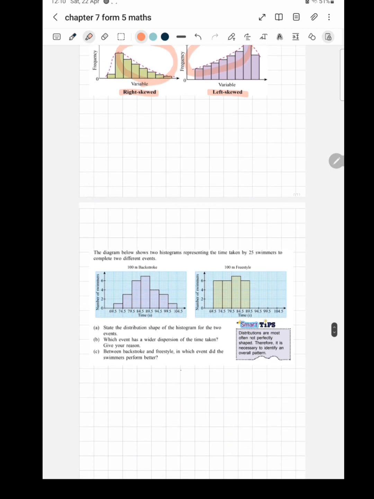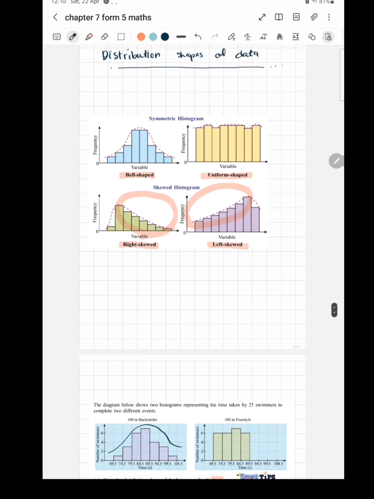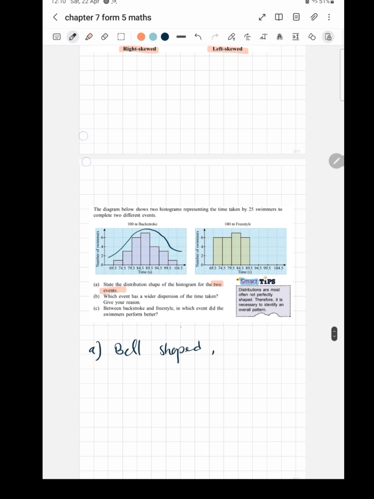So let's look at the questions. So question A, state the distribution shape of the histogram of two events. So we have two diagrams here, and they're asking us to write the distribution shape. So the first one obviously is the bell shaped, because as you can see it's going like this, so it's a bell shape. And the second one, it looks like the uniform shaped.